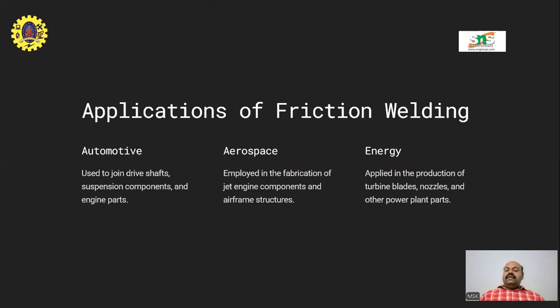In the energy sector, we could see friction welding in the production of turbine blades, nozzles, and other power plant parts. In aerospace, for fabrication of jet engine components and airframe structures, we use friction stir welding. And in automotive industries, we manufacture drive shafts, suspension components, and engine parts using friction welding.